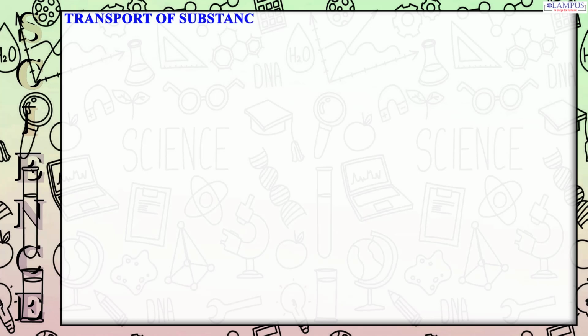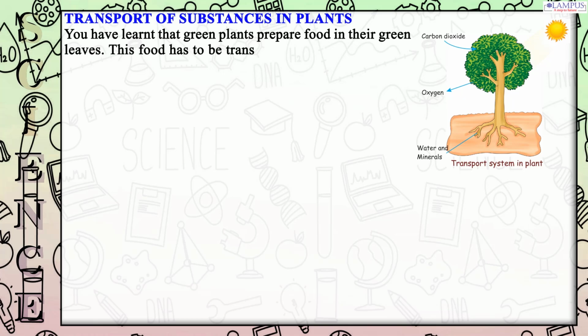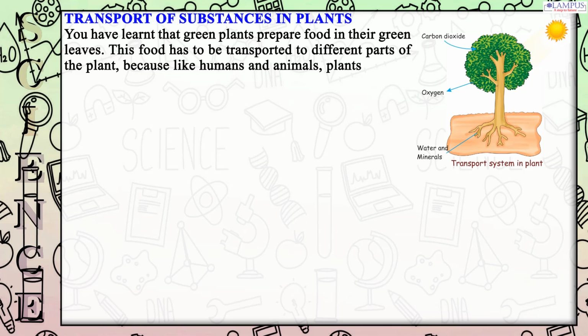Transport of substances in plants. You have learned that green plants prepare food in their green leaves. This food has to be transported to different parts of the plant. Because like humans and animals, plants also get energy from the food they prepare.